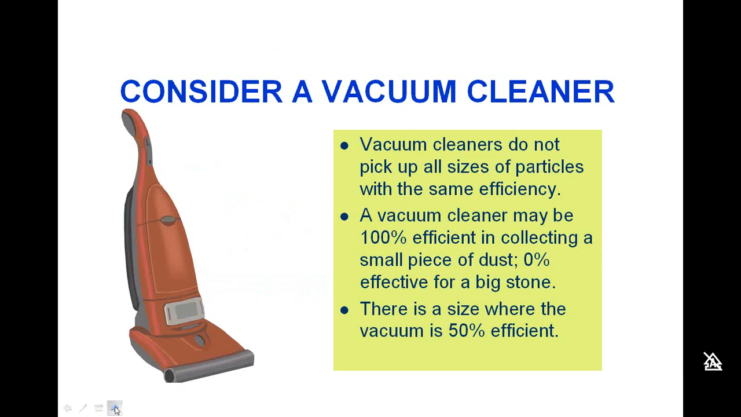To help understand 50% cut point, consider the performance of a common vacuum cleaner. Vacuum cleaners do not pick up all sizes of particles with the same efficiency. A vacuum cleaner may be 100% efficient in picking up a small piece of lint. It may be 0% effective in picking up a bigger stone. But there is a size where the vacuum cleaner is 50% efficient in picking up. The same is true for a size-selective air sampler.